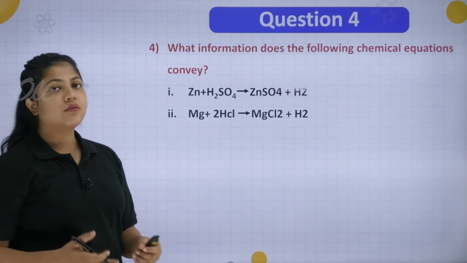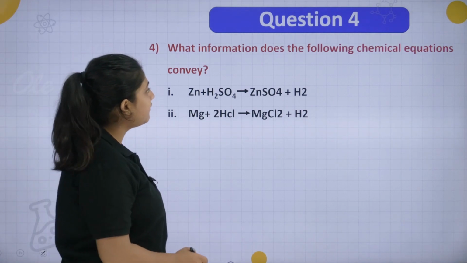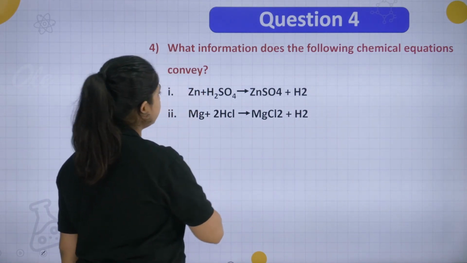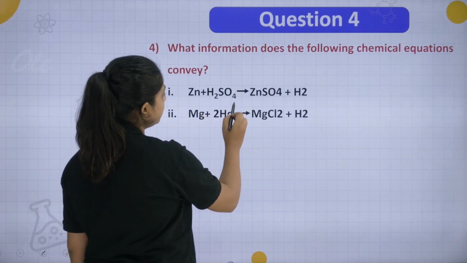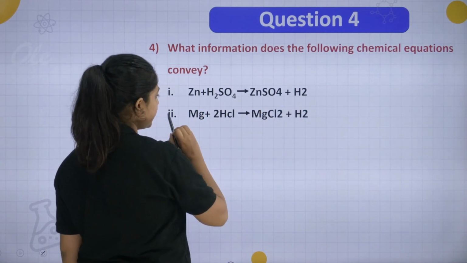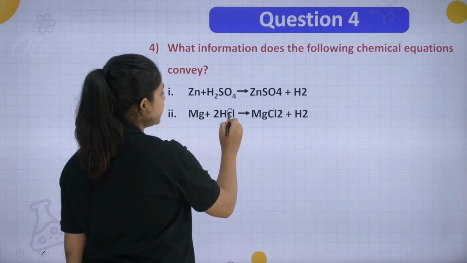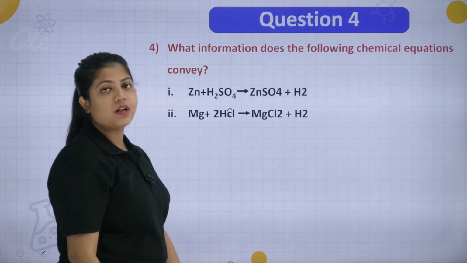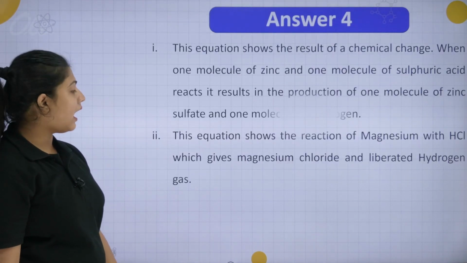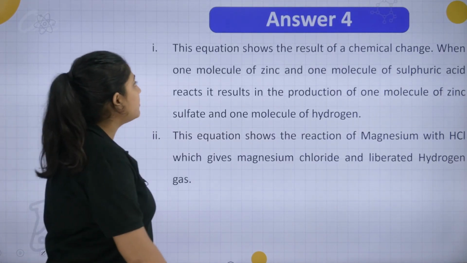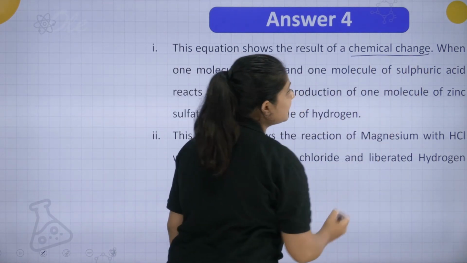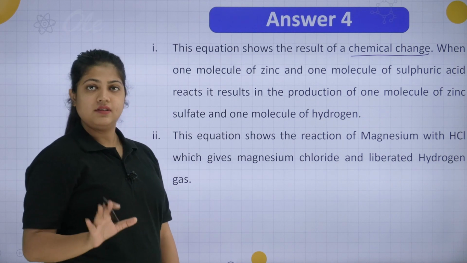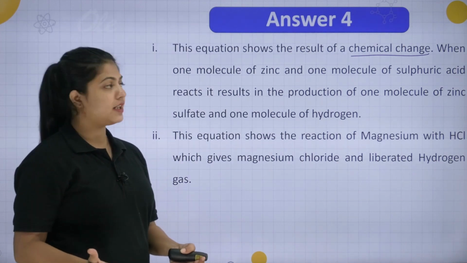Now if I talk about another question here, what information do the following chemical equations convey? Chemical equation 1 is given, Zn plus H2SO4 gives out ZnSO4 plus H2, and Mg plus 2HCl gives out MgCl2 plus H2. What information are you getting from it? How are you going to write it? So this equation shows the result of chemical change. First of all, obviously, if there is a chemical reaction, then chemical change is taking place.